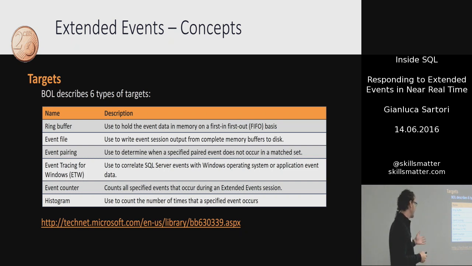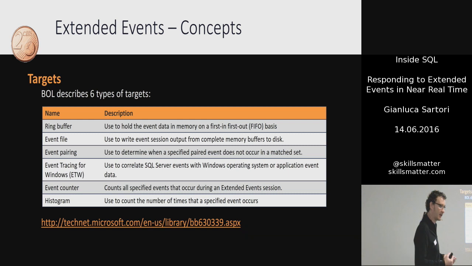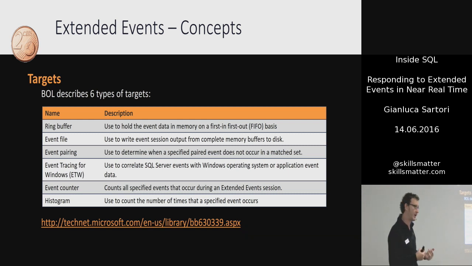And then we have some special targets that we will use in special situations. So, for example, we have the event pairing. This is used for events that usually come in pairs. So, for example, lock acquired, lock released. And when you use this event pairing target, you can identify those events that have pairs that don't match.